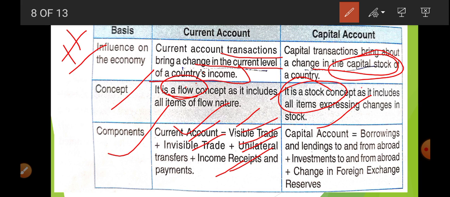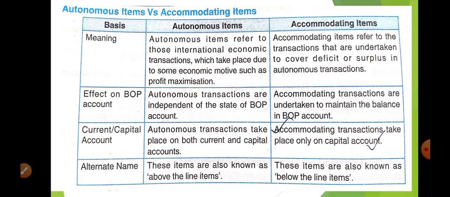Now talk about the capital account. So borrowing and lending to and from abroad, this is the first. Investment to and from abroad, this is the second. And third, change in foreign exchange reserve. So these are the three. The current account is related to four components, and the capital account to three. Okay, so this is the major difference.